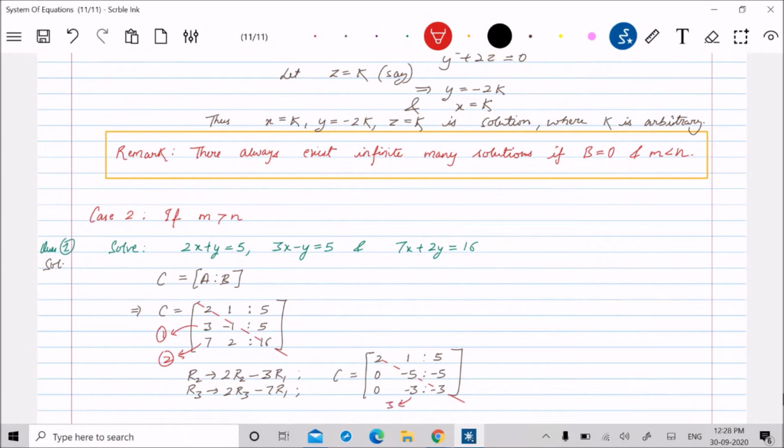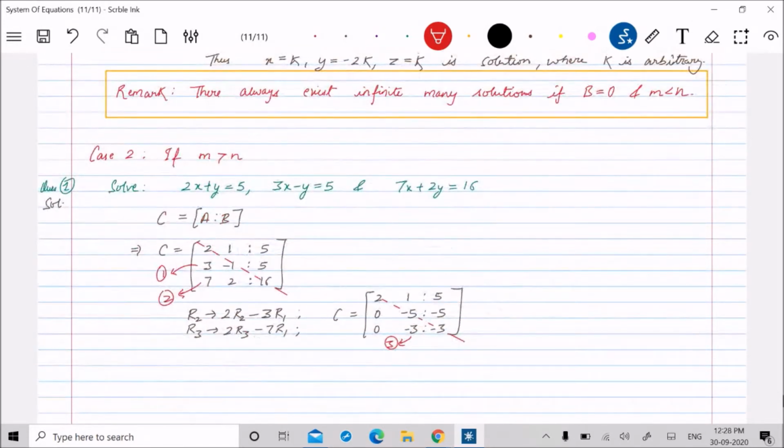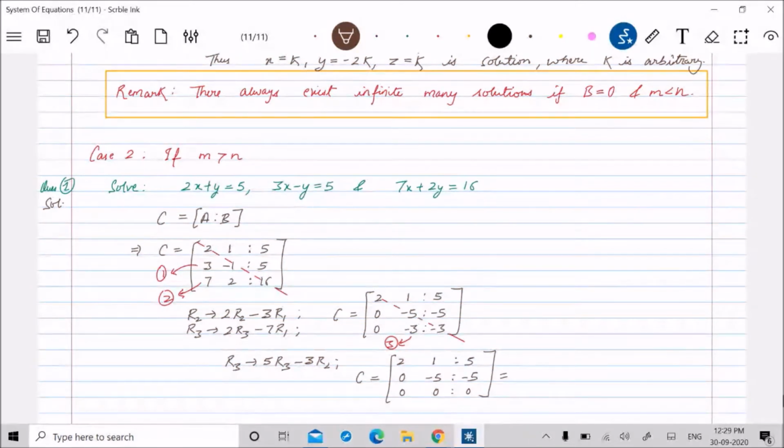This should be target number 3, and the operation you need to apply is R3 implies 5R3 minus 3R2. So using this operation, you will have 2 1 partition 5, 0 minus 5 partition minus 5, 0 0 partition 0. Now it's echelon form of the original matrix, because all the elements below the principal diagonal have been reduced to 0. So we can write that it is RREF of the original matrix C.